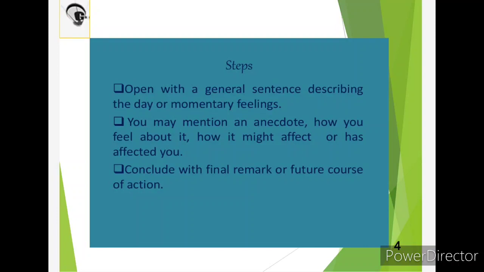We open with a general sentence describing the day or momentary feelings. You may mention an anecdote, how you feel about it, how it might affect or has affected you. So that is an interesting way of writing a diary entry. You can conclude with a final remark or future course of action. So these are some of the basic steps which you all need to keep in mind while making a diary entry.